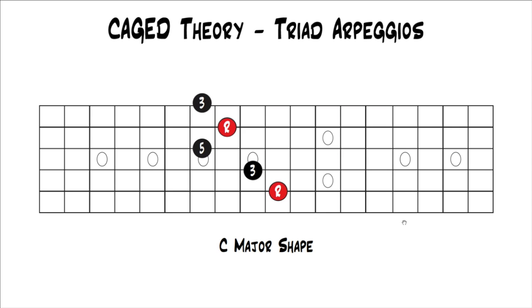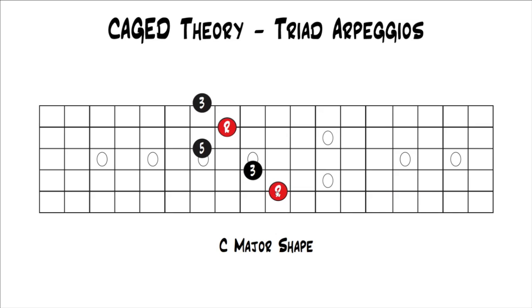So I'm just going to go through all the triad arpeggios in all the CAGED shapes. So we're going to go through C, A, G, E, D with major and minor. So I'll just start with C. This is the C major shape, and we're not worried about what key we're in. We're not worried about where our roots are landing, what note that is. We're just looking at the shapes right now. So this is a C major shape from the CAGED system.